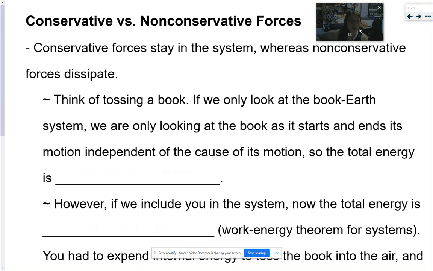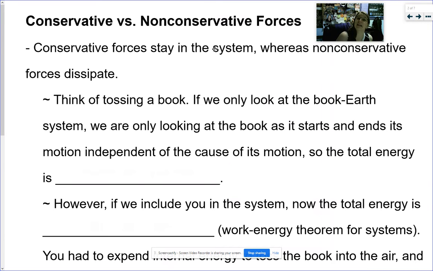So with that in mind, we have to talk about what it means when they're talking about conservative versus non-conservative forces. So conservative forces stay in the system. From the start to the end of the motion, all the forces and all of the energy, and more importantly, all of the energy caused by those forces stay in the system from beginning to end. It's the exact same. Whereas non-conservative forces dissipate.